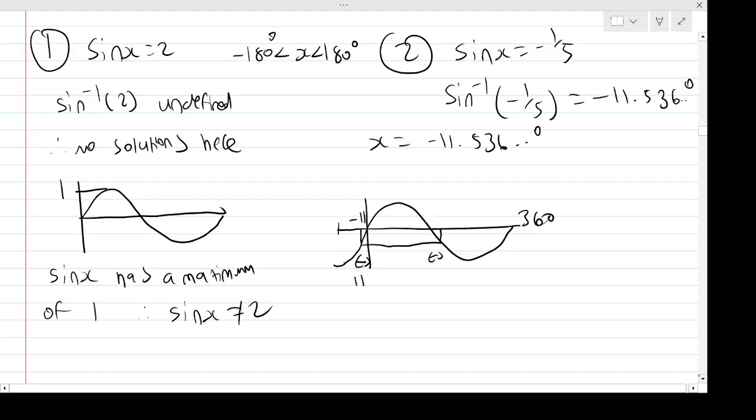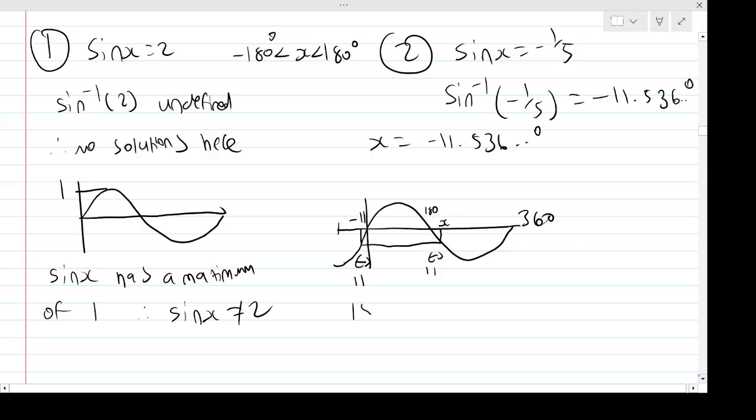I'm going to have to squeeze it in here. 180 and the next solution x, right? That same gap between 180 and the second solution would also be 11, right? Which means we need to add on this 11, well technically the 11.536 from our calculator, to 180 to get the second solution there.